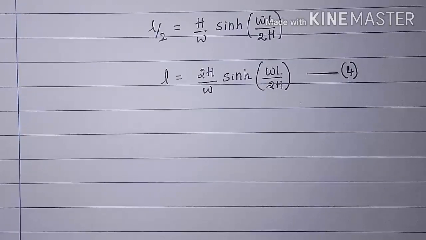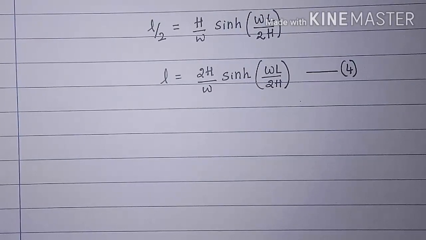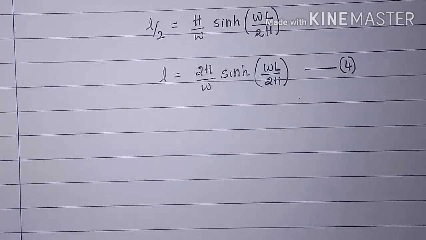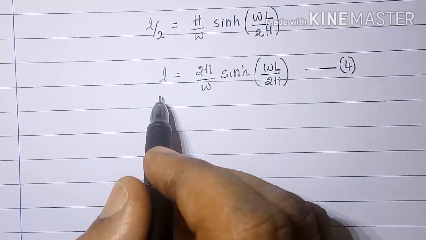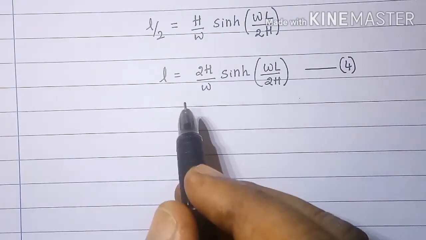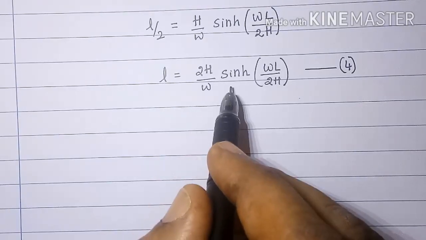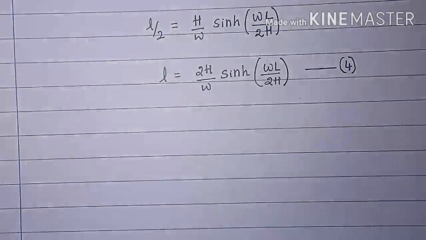Dear students, in today's class we'll continue with the derivation that we left incomplete in last class due to time limitation. In last class we have written equation 4, which is for L = (2h/W) sinh(WL/2h).